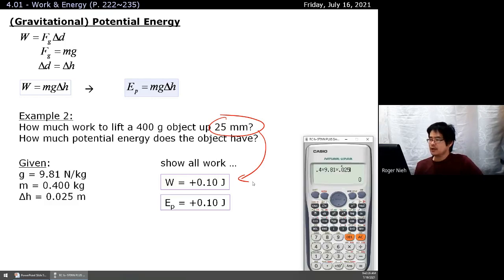Make sure that when you type in your calculator, you're using the correct measurements. Mass is 0.4 kilograms, and it's 25 millimeters, which is 0.025 meters. When you crunch it out, that's what you get on your calculator, 0.0981. So if you stated your answer as 0.0981 on a test, would I really care that much? No, I'd accept it. That's fine.